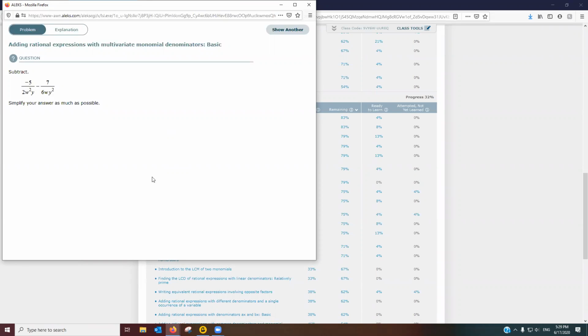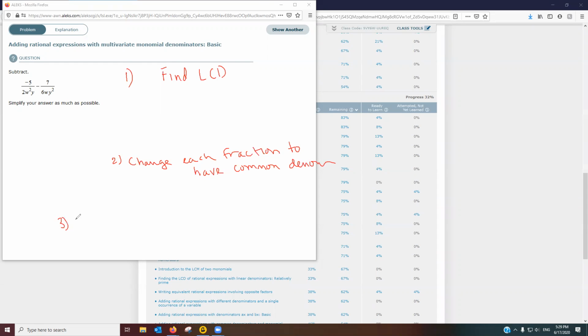All right, well, I know these are different denominators. So first step is I need to find the least common denominator. Then that'll be step 1. Step 2 is change each fraction to have the least common denominator. Then the last step will be add the fractions together.